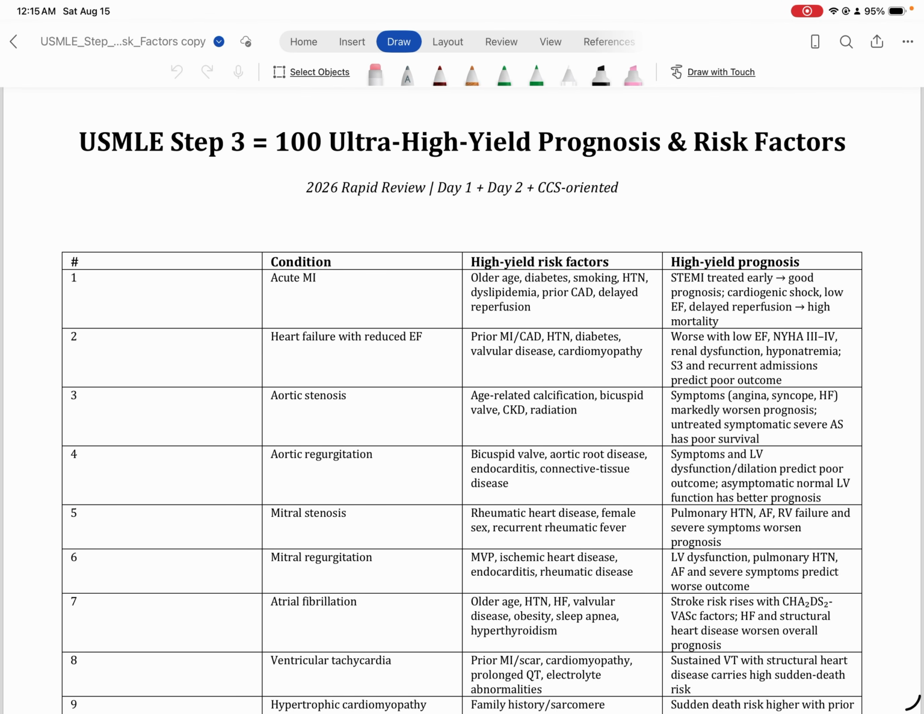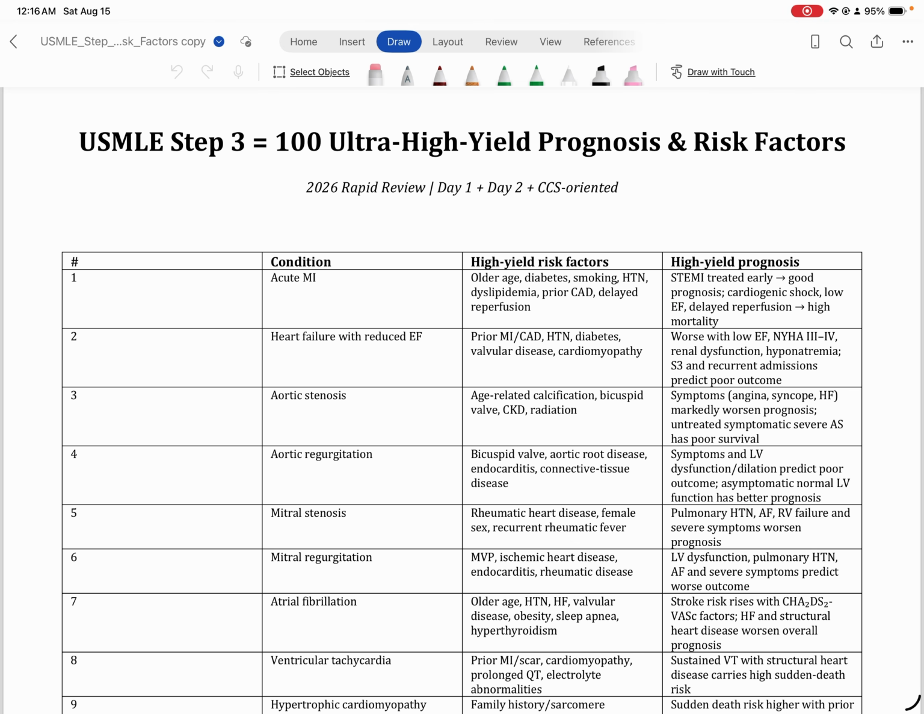This is USMLE Step 3, the most ultra high yield prognosis risk factors. I made these prognosis factors from my notes from high yield questions from the NBME's free resource that is available on the USMLE website, and First Aid.